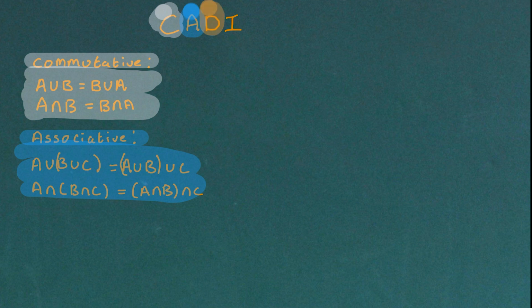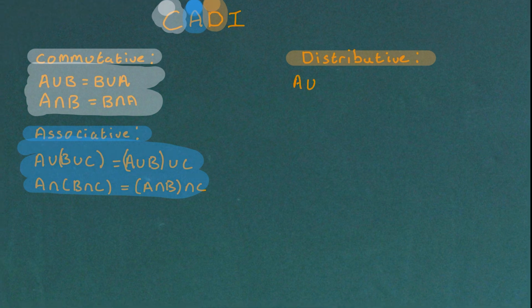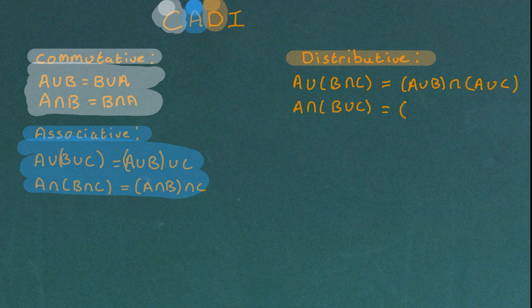Okay, so the letter in orange is the distributive property. This rule is slightly difficult to remember, but I think I found an easier way to remember it. So the rule goes like this. A union with bracket B intersect C, which is then equal to bracket A union B intersected with bracket A union C. How do we remember this rule?